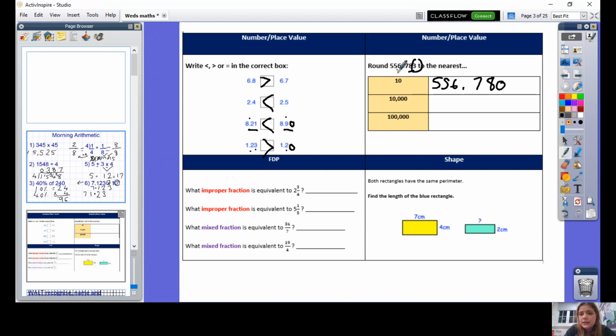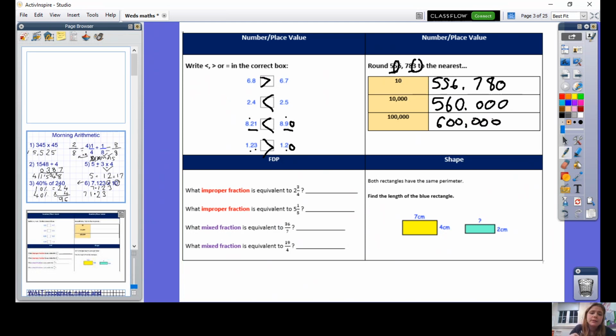556,780. To the nearest 10,000, underline your 10,000s and have a look at the thousands. It's a 6, so I'm going to round that up. That will be rounded to 560,000. And finally, rounding to the nearest 100,000, I'm going to see that the 5 means I round up to 600,000.